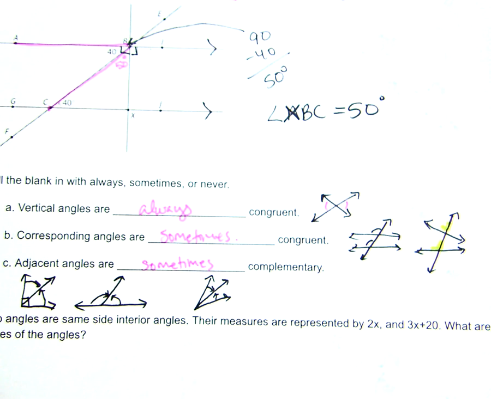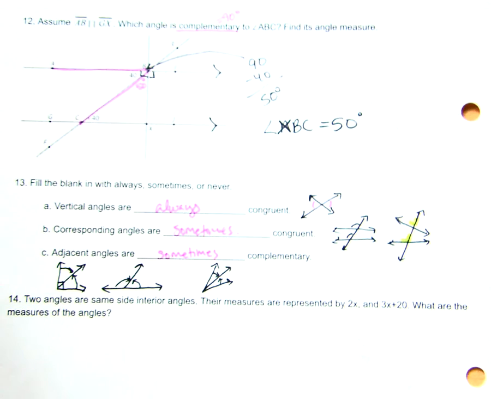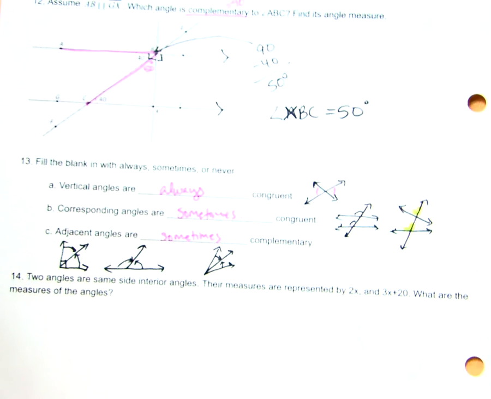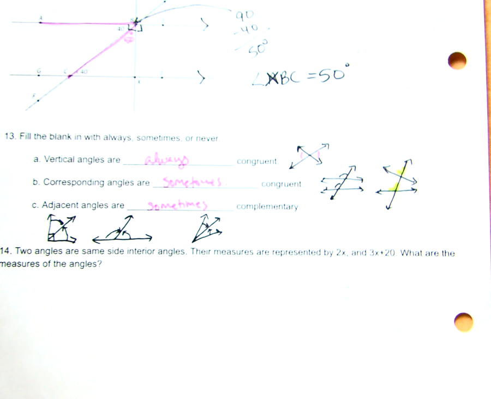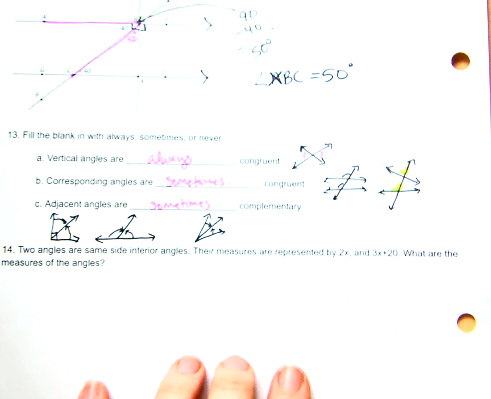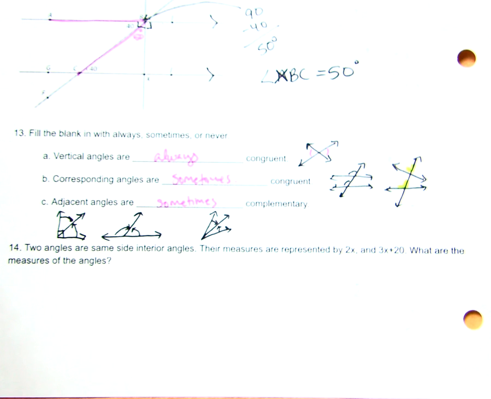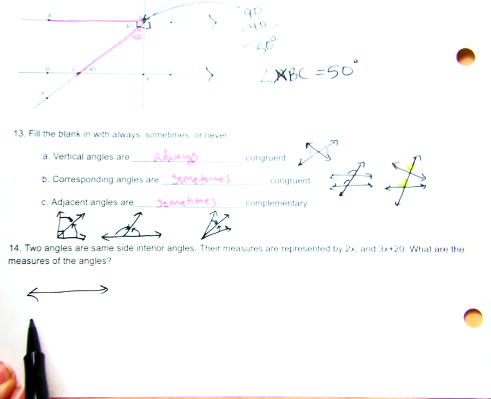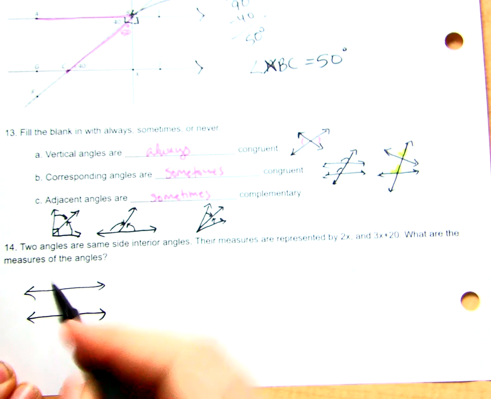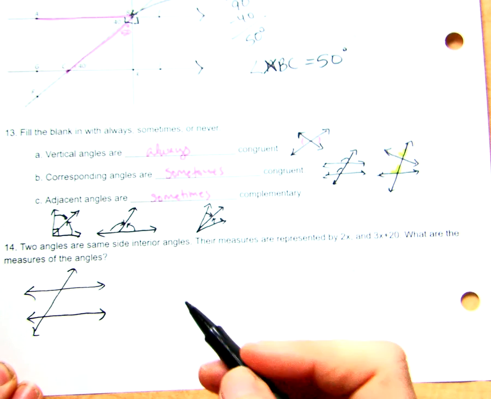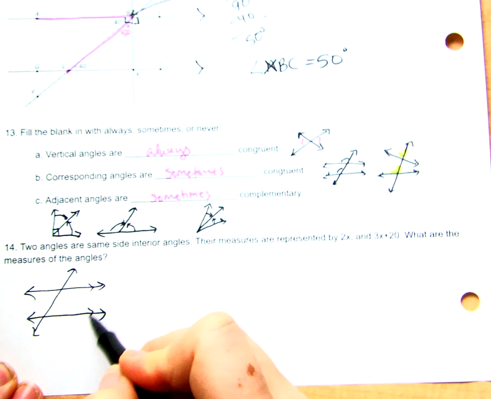Last one. Two angles are same side interior angles. Their measures are represented by 2x and 3x plus 20. What are the measures of their angles? So I'm just going to draw myself a visual, okay? I'm going to draw myself two parallel lines with a transversal, where this is parallel and this is parallel.